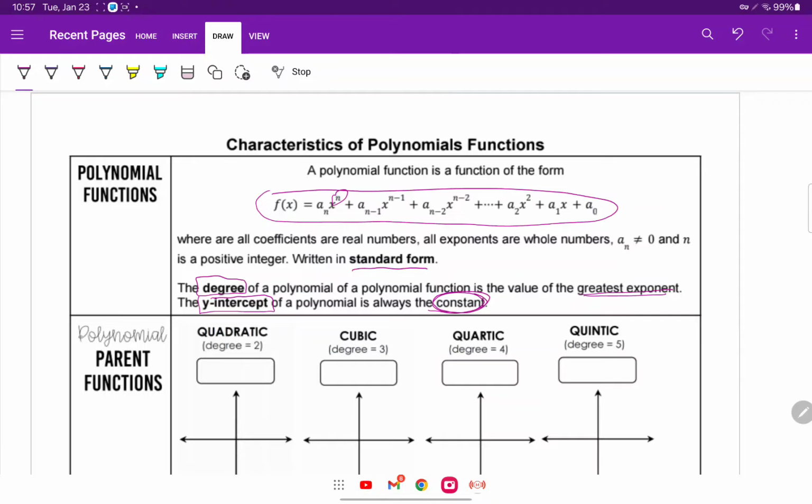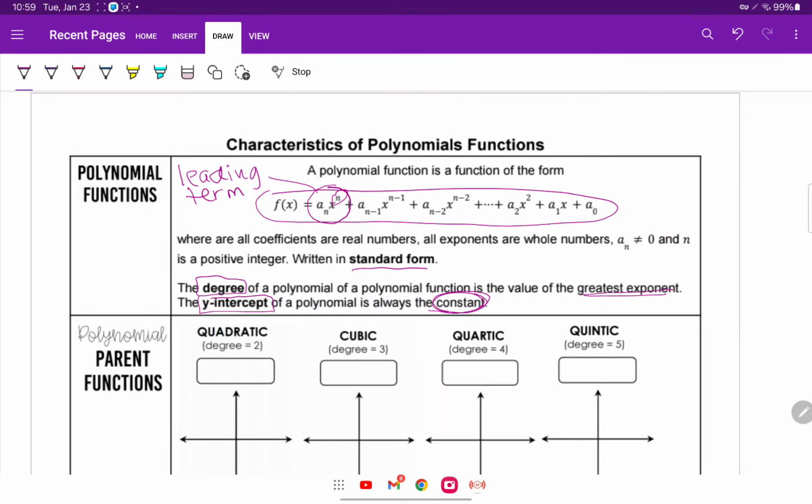And then just one last thing to keep in mind, the term written in the front, once it's in standard form, this is your leading term, which we can also then find our leading coefficient from, and we're going to need that here in a little while.